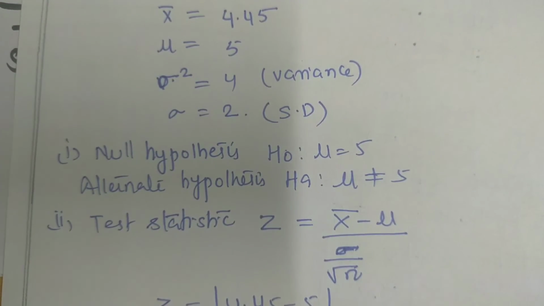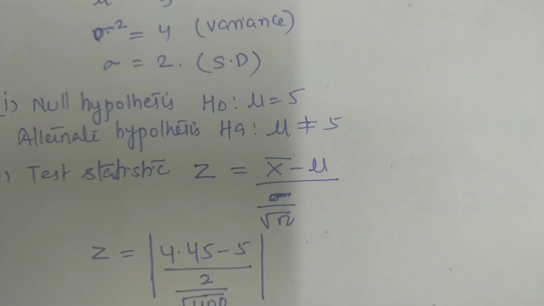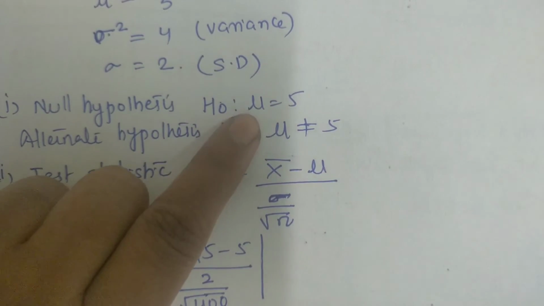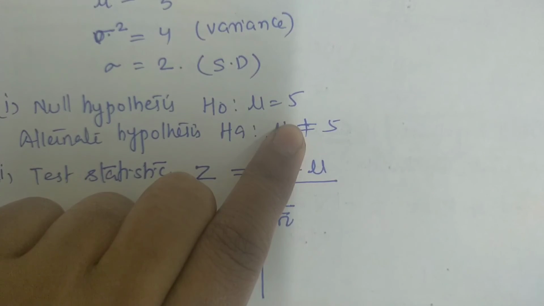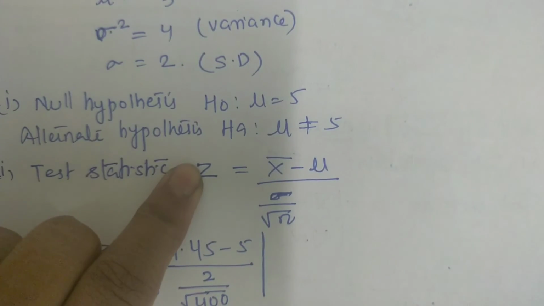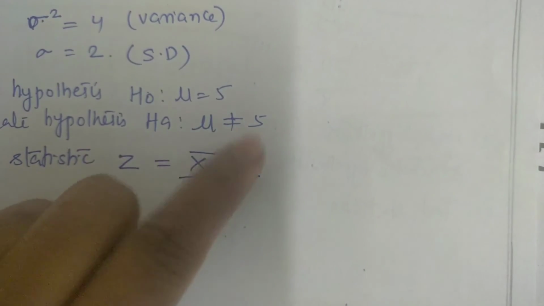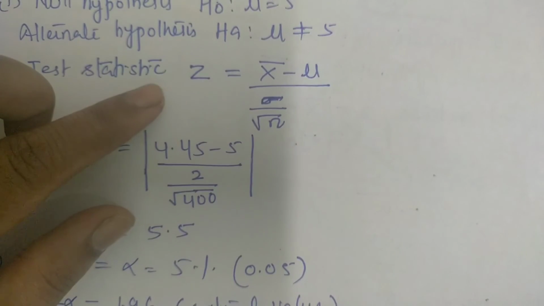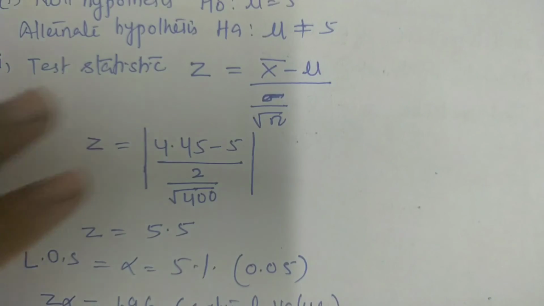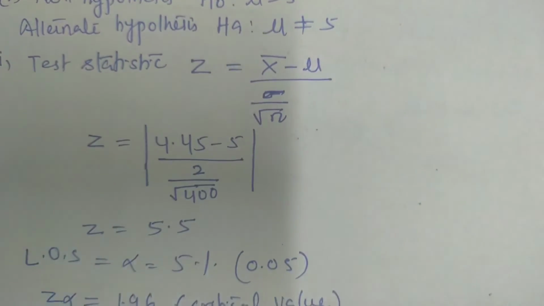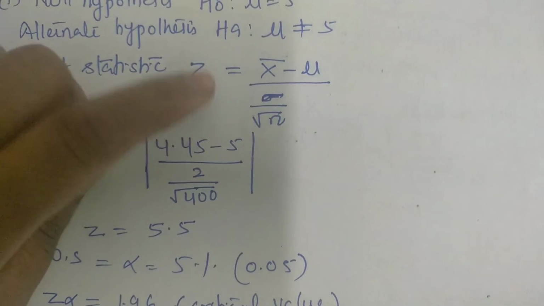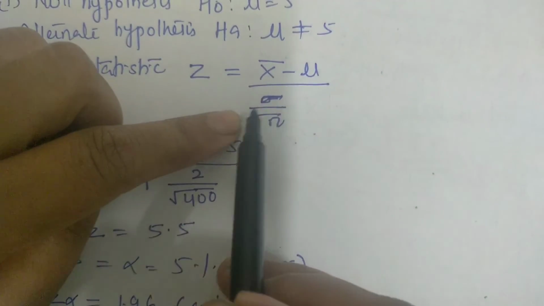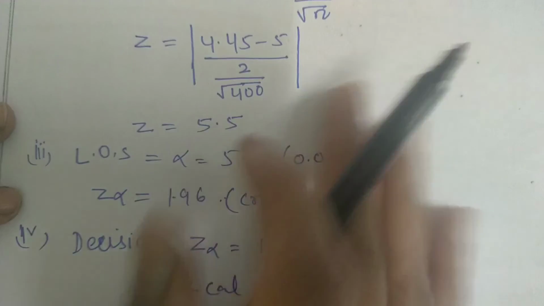So here again we have to state the null hypothesis. What is the null hypothesis? It is mu is equal to 5. And what will be the alternate hypothesis? That is mu is not equal to 5, that we want to prove or disprove. Again, you have to calculate the Z critical value: the difference between the sample mean and the population mean, upon your standard error, sigma or S, whatever you want to write.